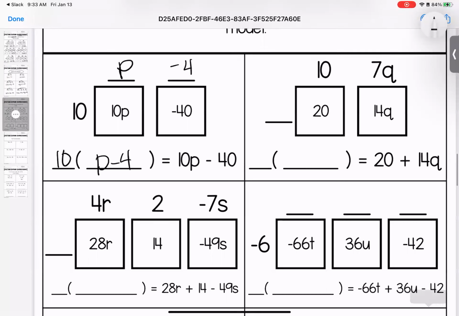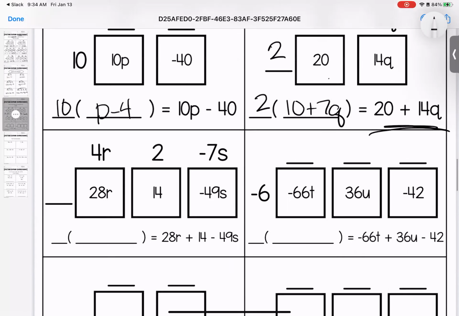Over here, we're trying to see what we're missing. So 10 times what would give you 20, and 7 times what would give you 14. It has to be the same number. The number missing is 2. So 2 times 10 plus 7q gives us our answer.